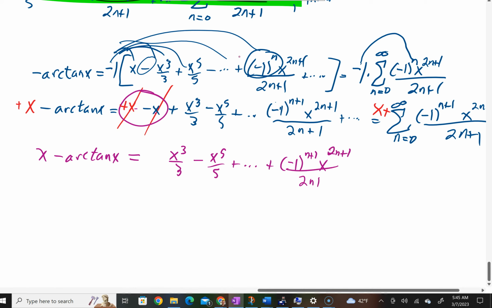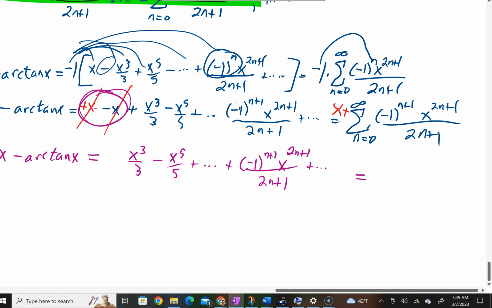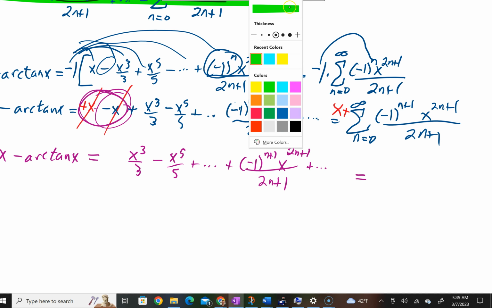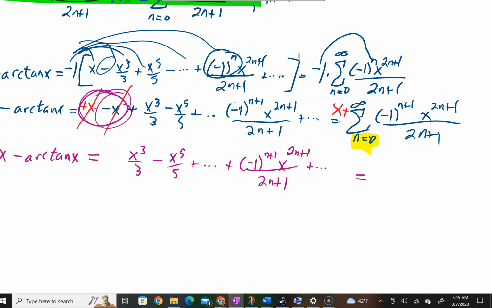Let's leave sigma alone just for a little second here. Or better yet, let's think about this for a moment. The sigma represents everything. You just lost a term. What did that adding the x do? You lost that negative x term. Where did that negative x term come from? It came from the n equals 0.